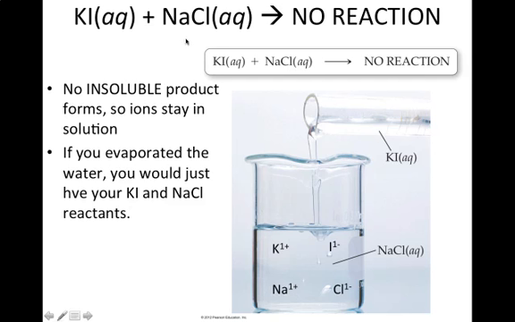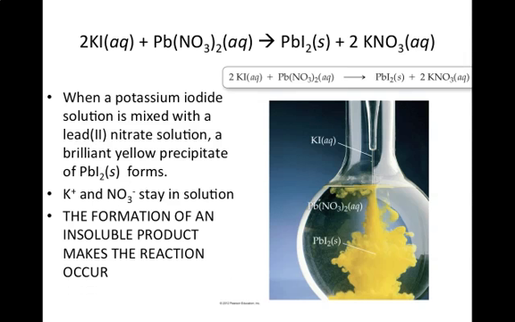Potassium iodide and sodium chloride, no reaction. When you take these two and mix them together, you get potassium ions, sodium ions, iodide ions, and chloride ions. The sodium came with the chlorine and it could form sodium iodide, but sodium iodide is also a soluble product. Potassium could form potassium chloride, but potassium chloride is also a soluble product, so there is no reaction when these two reactants are mixed together.